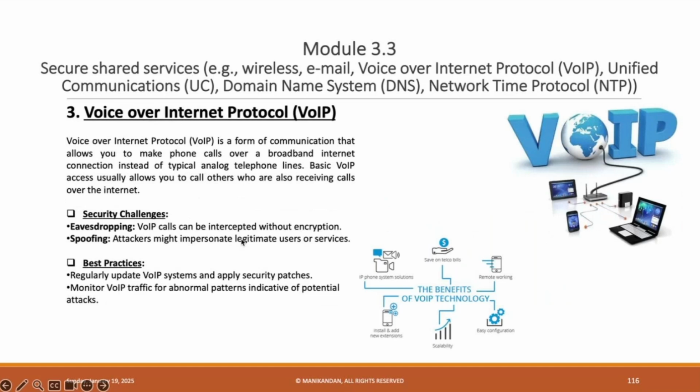Now the last part we have is voice over IP. Voice over IP is a form of communication that allows you to make phone calls over a broadband internet connection instead of typical analog telephone lines. Live examples are packet switching, 4G, 5G, LTE, VoLTE; these are all live examples of voice over IP. So what are the primary security challenges we have?